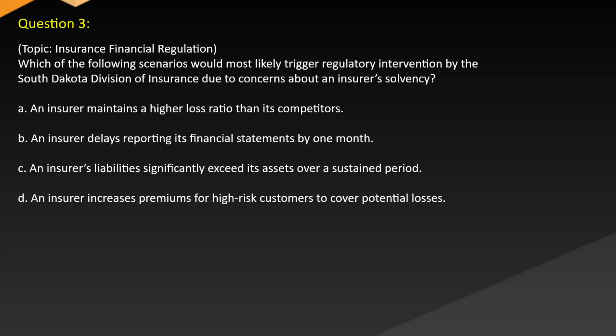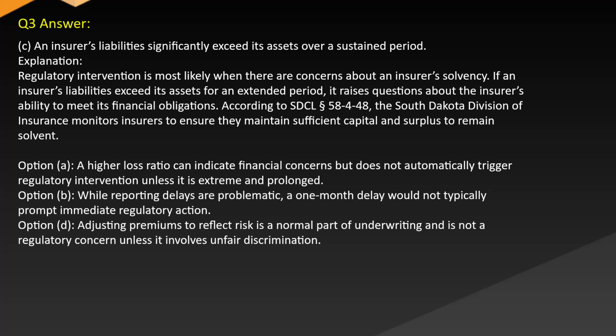C. An insurer's liabilities significantly exceed its assets over a sustained period. D. An insurer increases premiums for high-risk customers to cover potential losses. Answer: C. An insurer's liabilities significantly exceed its assets over a sustained period. Explanation: Regulatory intervention is most likely when there are concerns about an insurer's solvency.